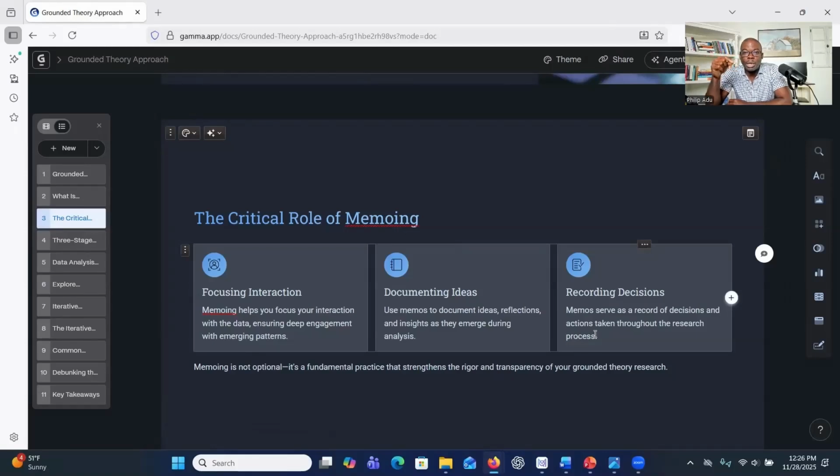How do you show your work? Start documenting every action and decision that you are making in your study so that you'll be able to clearly demonstrate how you came up with your conclusion, so that people will believe what you found. It improves credibility if you do that. So these are the things that you have to think about when you are using grounded theory.